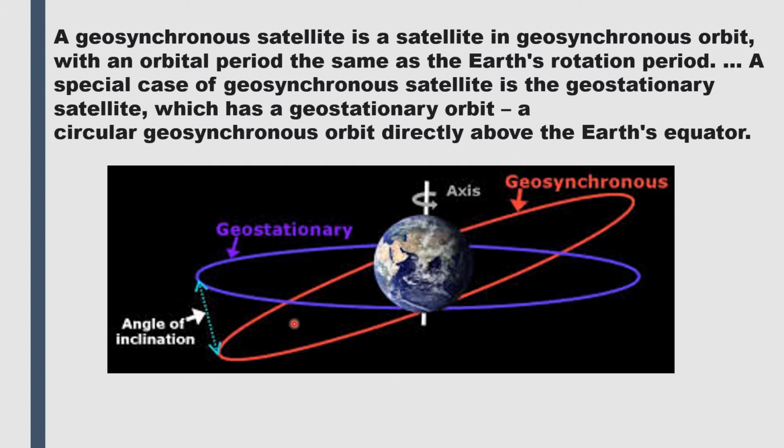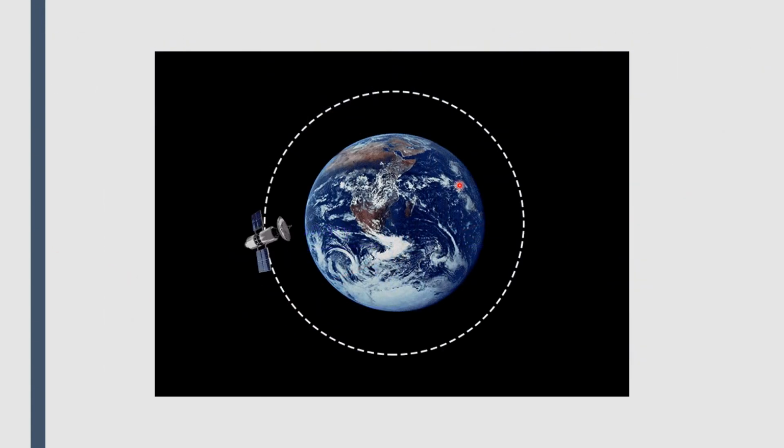Also, the orbit of the geostationary satellite is directly above the Earth's equator. As the geostationary satellite revolves in the equatorial plane of the Earth, it can never fly above the polar regions. So, geostationary satellites are never useful for studies of the polar regions.